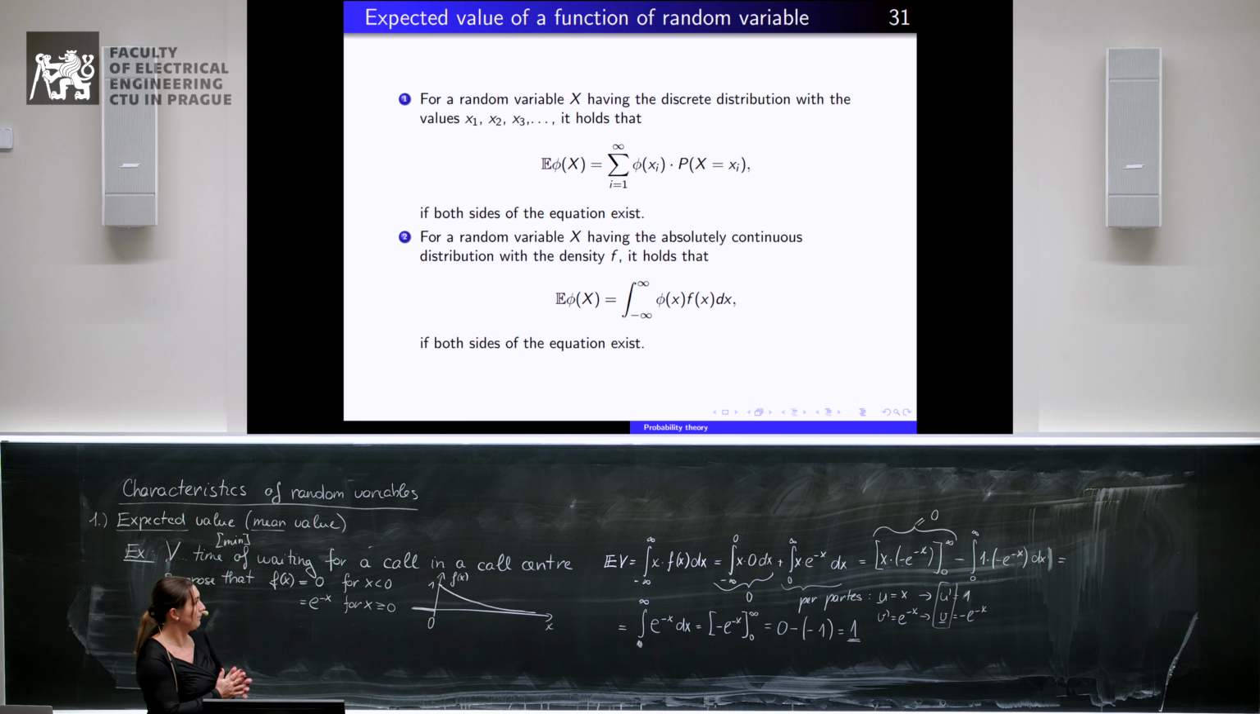Okay, so this was the expected value of the random variable itself. And sometimes it can happen that we want to calculate the expected value or the mean value of some function, of some transformation of the random number.